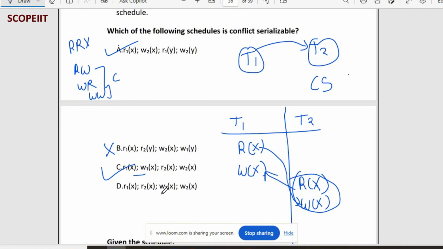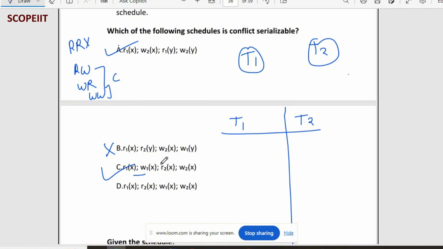Now let us check the last option, option D. In option D, R1 of x, so in transaction T1, R of x. R2 of x, so in transaction T2, R of x. W1 of y, so in transaction T1, W of y. W2 of x, so in transaction T2, W of x. Okay. Now let us check the conflicts. R of x, W of x. So there is a conflict from T1 to T2.